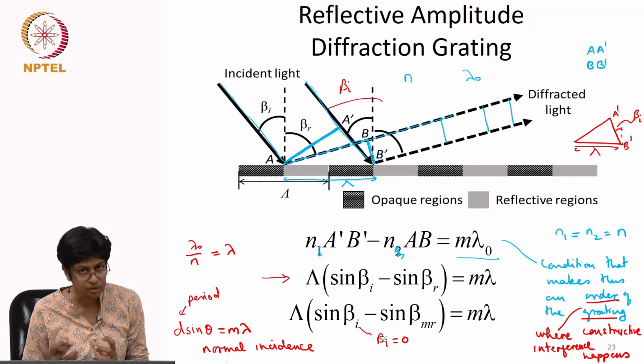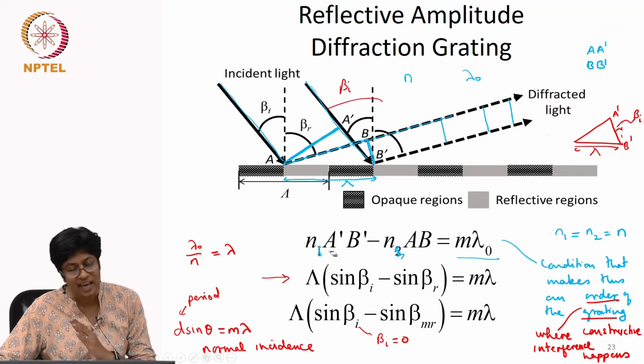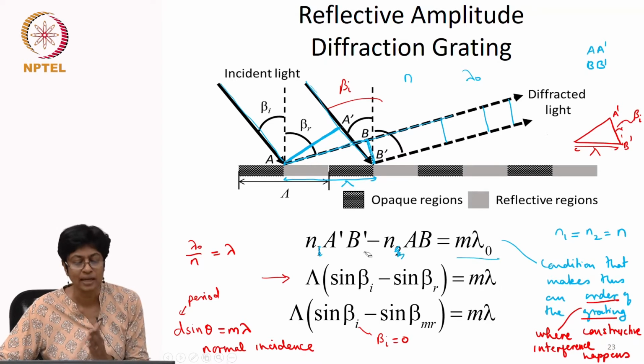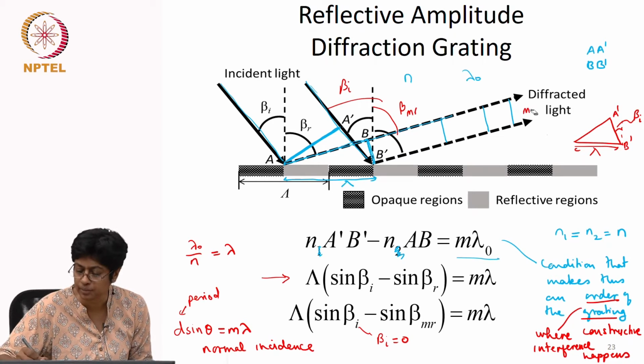But the most general form of the diffraction grating is this, where you take into account not just the angles of the orders, which is beta mr, so m corresponds to each order, but beta I, which is the angle of incidence. So this is the beta mr if you consider this to be the mth order.